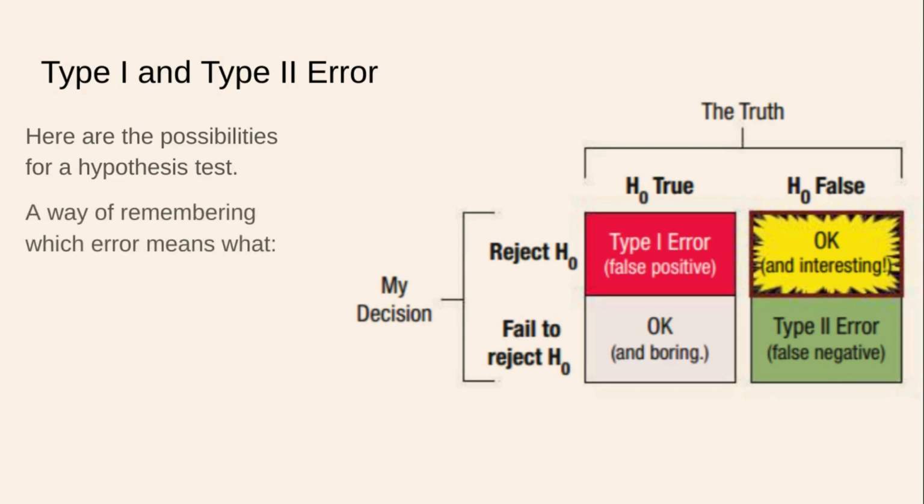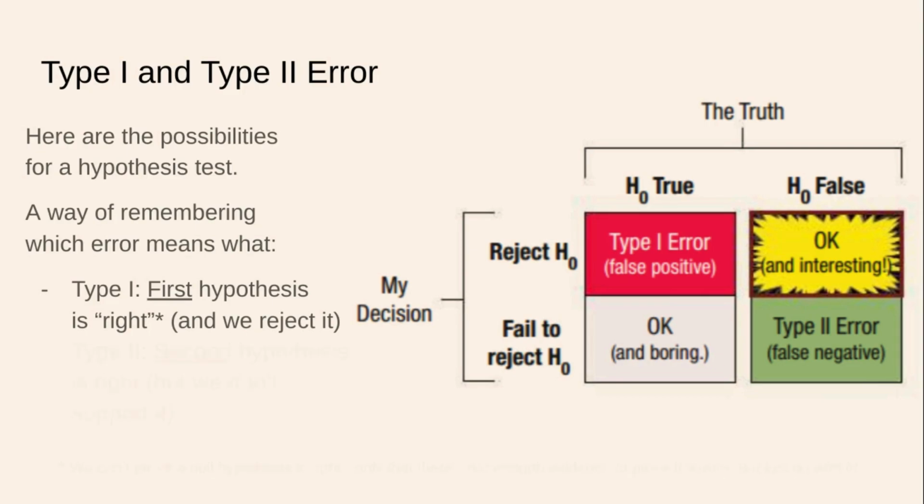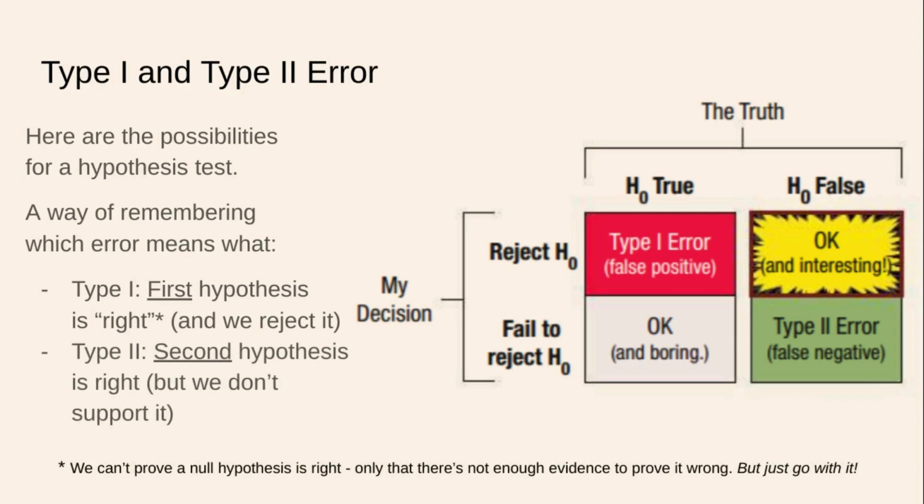One way of remembering which error means what, and this is very easy to forget, so we're going over this many times. Type 1 error means the first hypothesis is right, asterisk, we'll talk about that, and we reject it. Type 2, the second hypothesis is right, but we don't support it, okay? So we don't reject the null hypothesis and support it. All right, and that little asterisk next to the quote, right, is you cannot prove a null hypothesis is right. You can never support a null hypothesis.